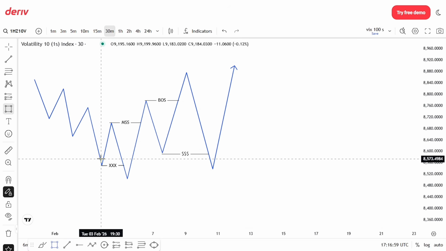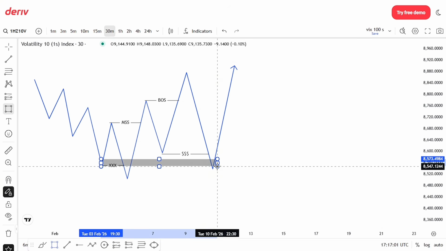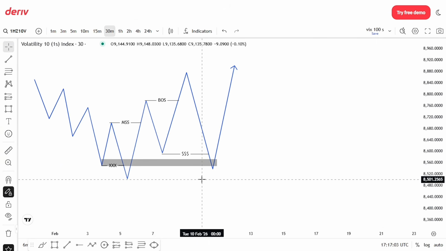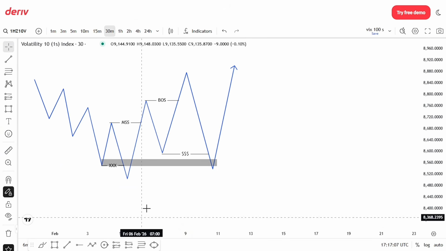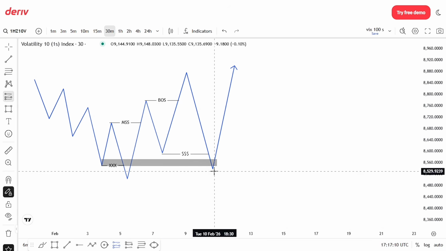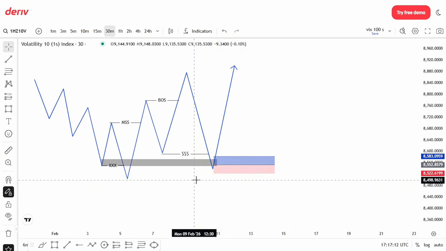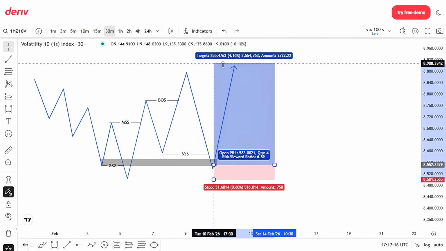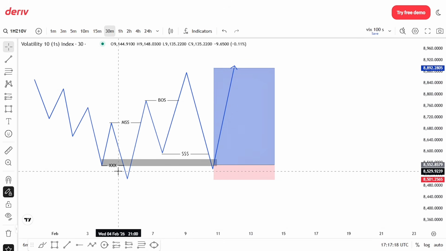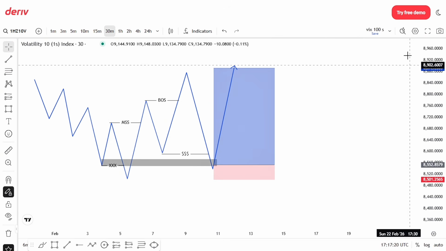This is what we applied for all our trades on the synthetic indices. After the sweep of the inducement level, we're going to enter, with the stop loss just slightly below. Your target should be aiming for the highs. So that's simple. This is for the bullish structure.